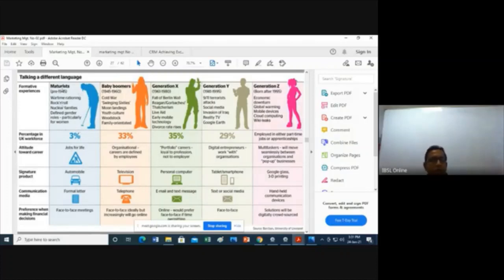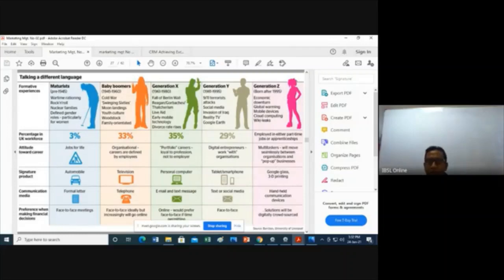So their consumer behavior and habits are different to the next generation. They are called baby boomers, who were born during the period 1945 to 1960. They make up 33% of the population of the UK. Maybe these ratios are similar in most countries. Their attitude towards career is changing as they go. Then Generation X, Generation Y, and now the children who are born very recently, called Generation Z.